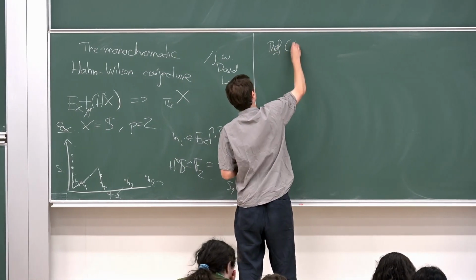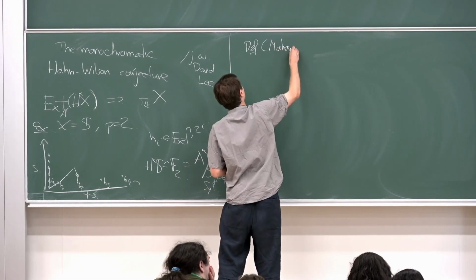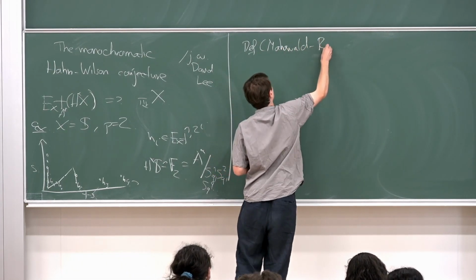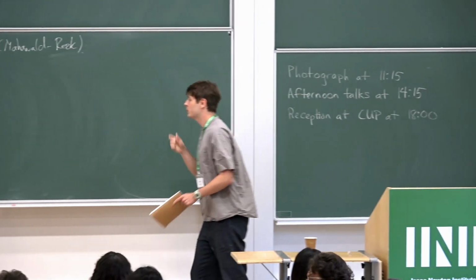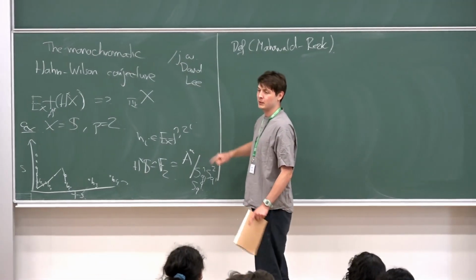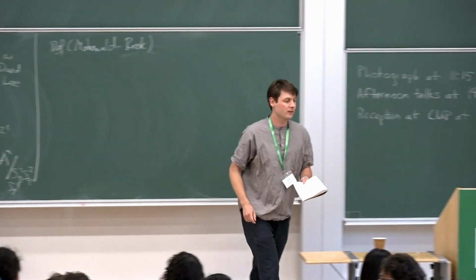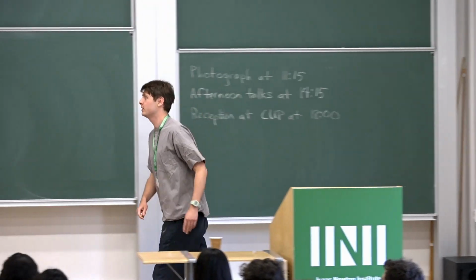Due to Mahowald and the rest. Sorry, what did you say was resolved this year? Which of the hi squares survive the spectral sequence? Oh, that's the Kervaire invariant 1 problem, and that was only resolved this year with the last one.